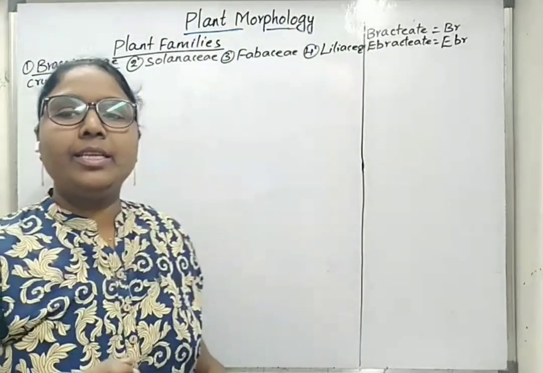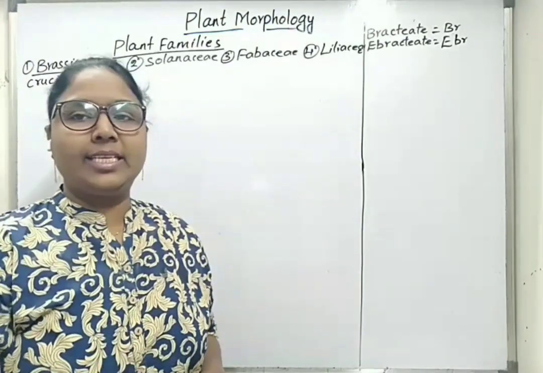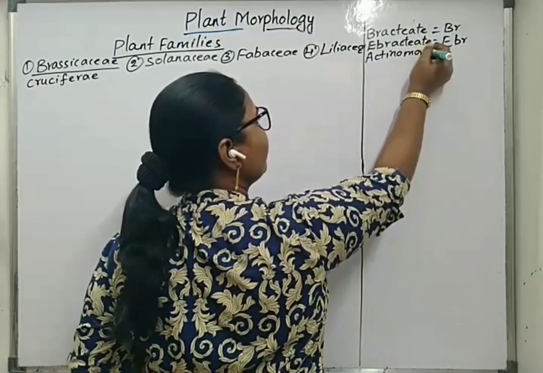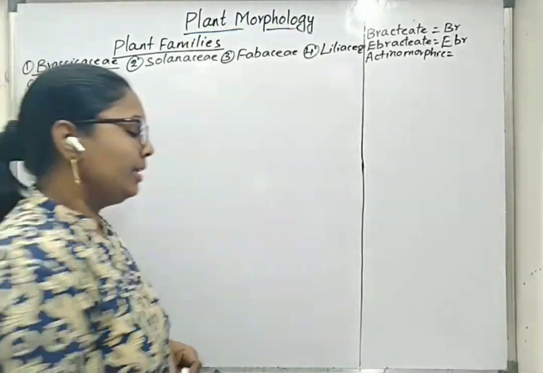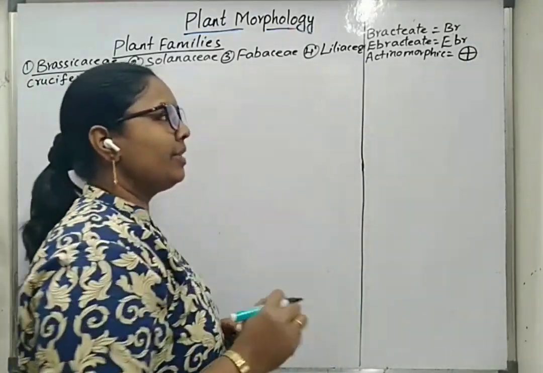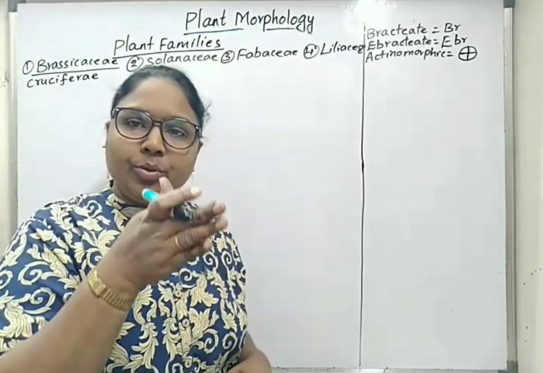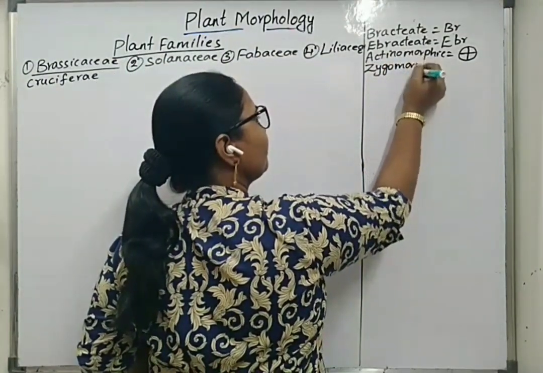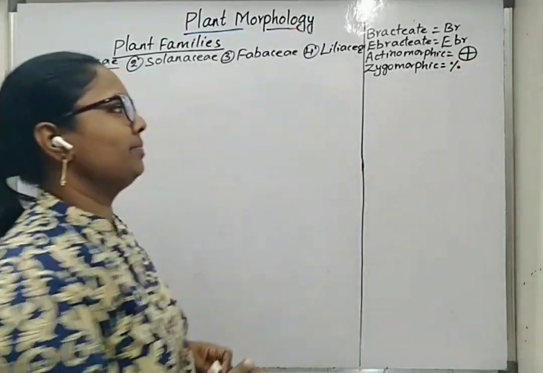Next, if a flower can be cut to give two equal halves in any plane, such flowers are called actinomorphic. We can say this is radial symmetry, represented by a circle with a plus mark. Next, if the flower gives two equal halves when cut in only one plane, such flowers are called zygomorphic. This is bilateral symmetry, represented by the percentage symbol.